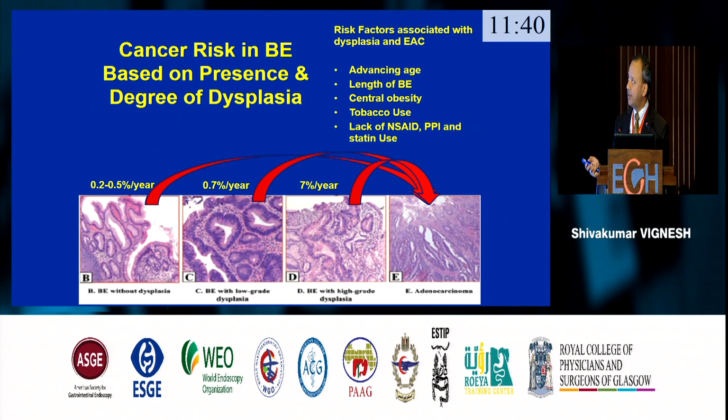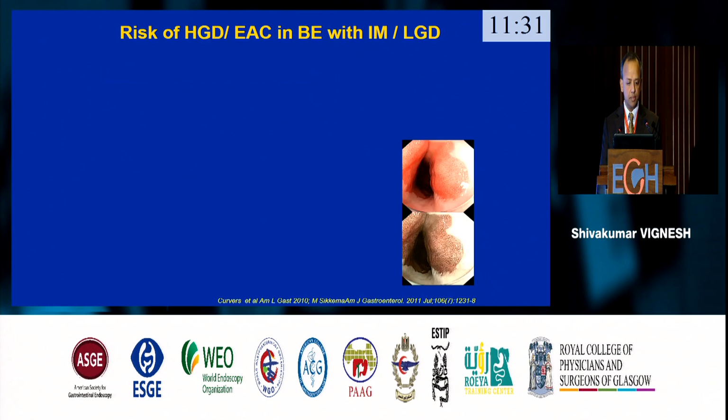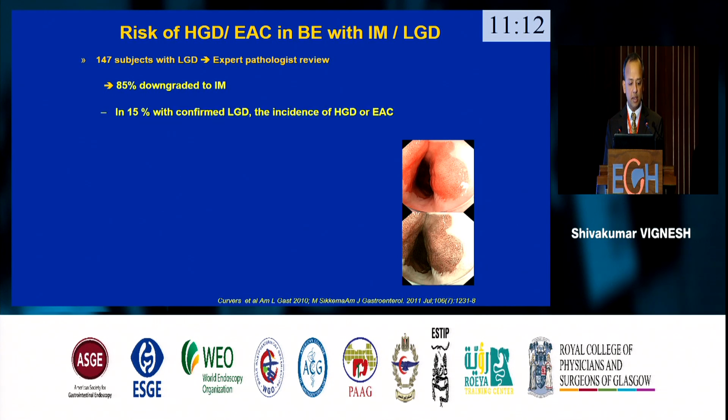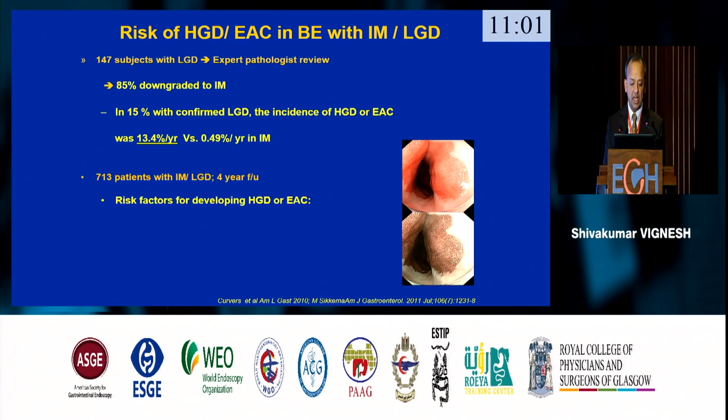And these are the risk factors that you are familiar with. Interesting addition is lack of NSAID, PPI, and statin use is also considered a risk factor for development of cancer. So to delve a little bit deeper into the risk of high-grade dysplasia and adenocarcinoma in patients with intestinal metaplasia or low-grade dysplasia. There's a study with about 147 subjects with low-grade dysplasia. 2 expert pathologists reviewed it, and 85% were downgraded to metaplasia. In the remaining 15% with confirmed low-grade dysplasia, the incidence of high-grade or cancer was 13% per year, as opposed to 0.4% per year in intestinal metaplasia.